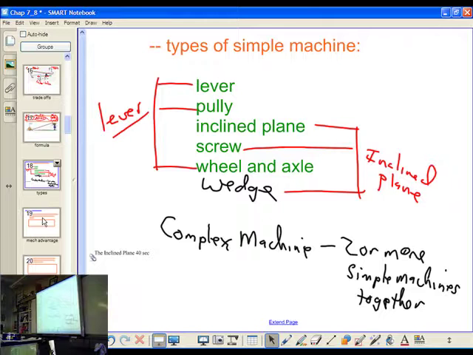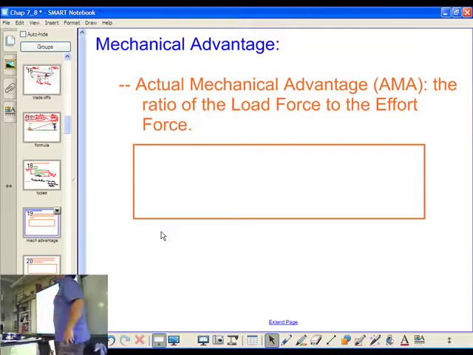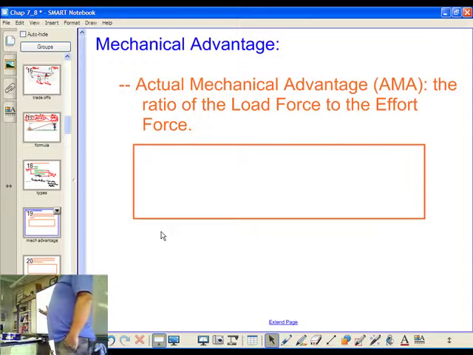Okay, so inclined plane, one type of machine, but the principles there work all the same, and that increase is something we call mechanical advantage. Now there are 2 types of mechanical advantage, because there's the mechanical advantage we should get out, and there's the mechanical advantage that we actually get out.